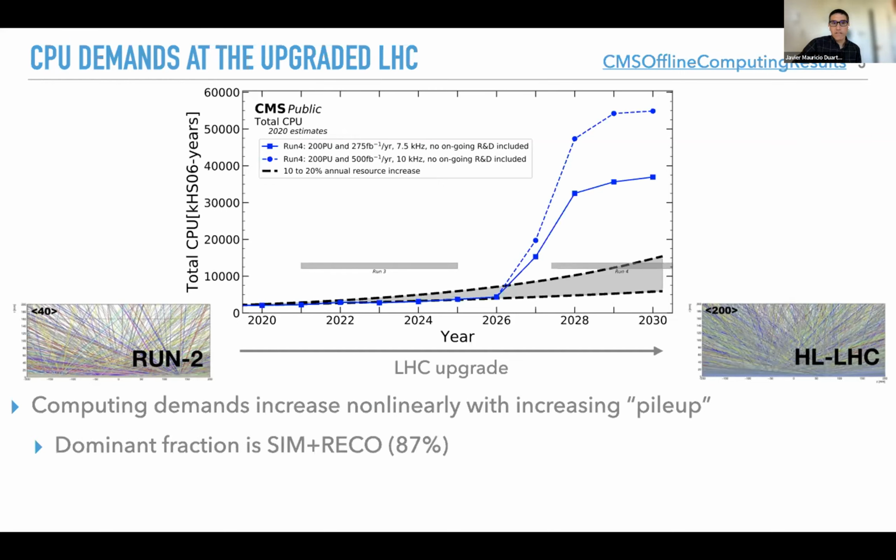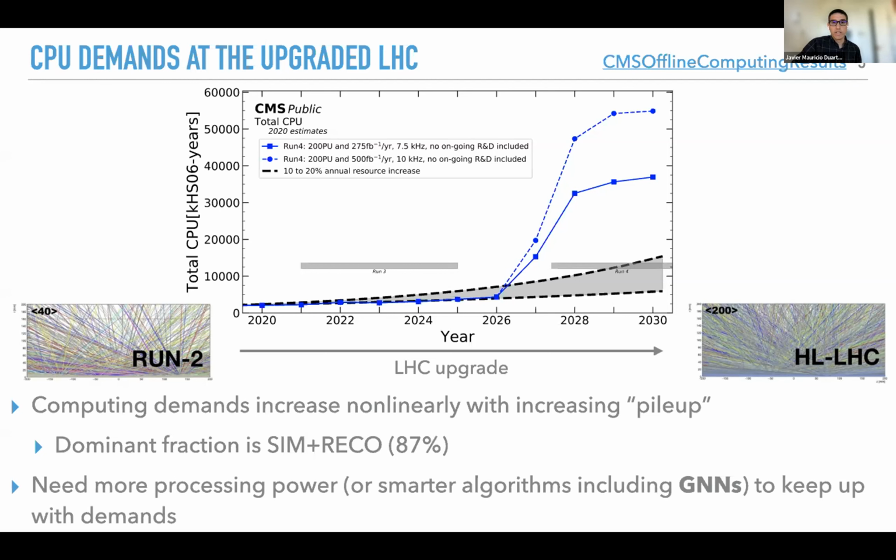The dominant fraction of this computing increase is both simulation and reconstruction, which cumulatively is about 87% of the total computing budget. And so we either need a much, much bigger budget and more processing power, or smarter algorithms like GNNs to try to keep up with these demands. And of course, the answer will actually be combining both of these, using GNNs or other algorithms plus the hardware that can be customized for that.